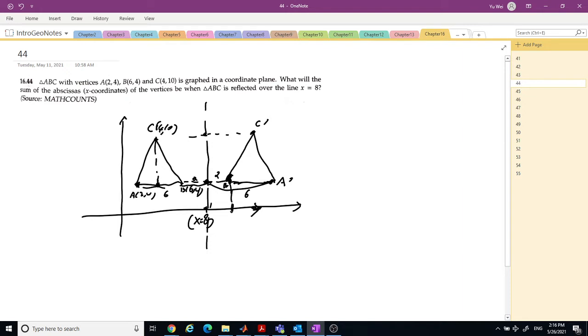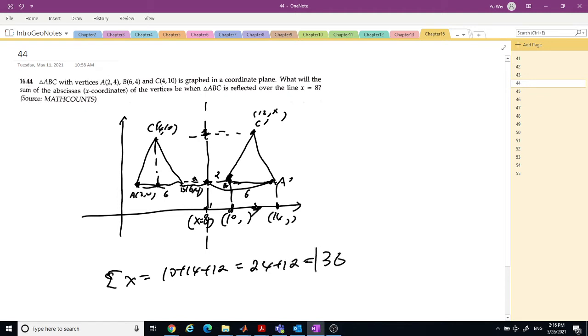So now the coordinates of the B prime is 8 plus 2, which is 10, right? 8 plus 6 for the A prime is 14. Then 8 plus 4 for the C prime is 12. So now you can see the sum of the x coordinates of A prime, B prime, C prime is 10 plus 14 plus 12, which is 24 plus 12, equal to 36.